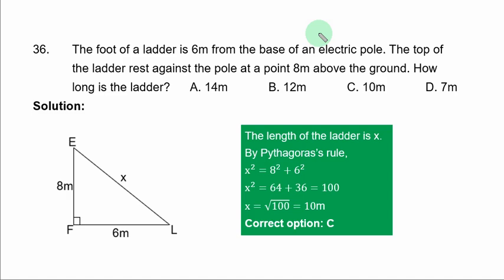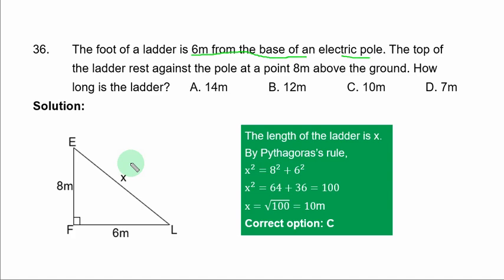Question 36. The foot of a ladder is 6 meters from the base of an electric pole. The top of the ladder rests against the pole at a point 8 meters above the ground. How long is the ladder? LE is the ladder, EF is the electric pole, FL you have the ground level. So the length of the ladder becomes the hypotenuse in the diagram that results.